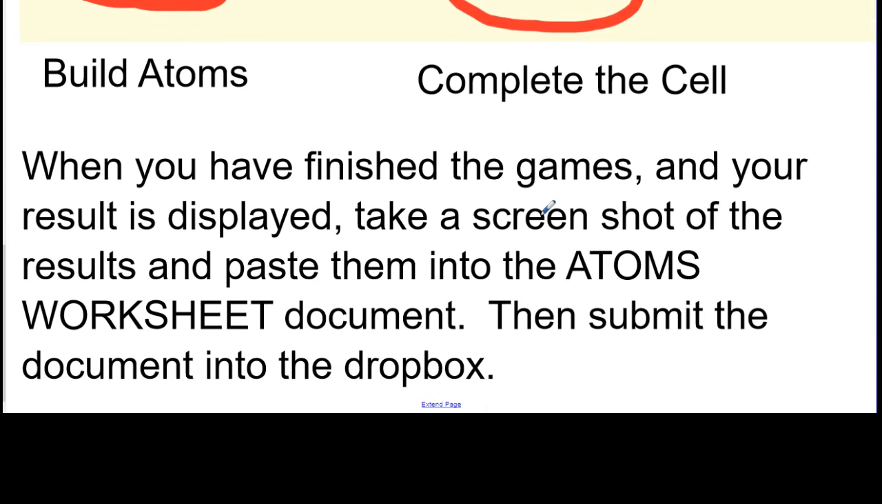When you finish the game and your results are displayed, take a screenshot of the results and paste them into the Atoms worksheet document. Then you can submit this into the Dropbox, and we'll get that created for you.